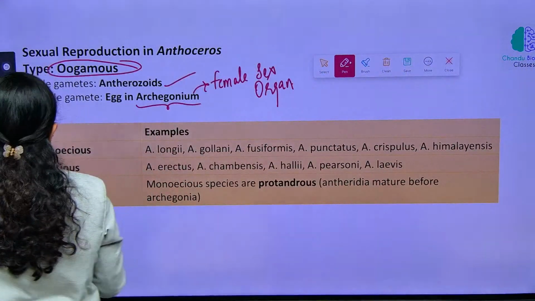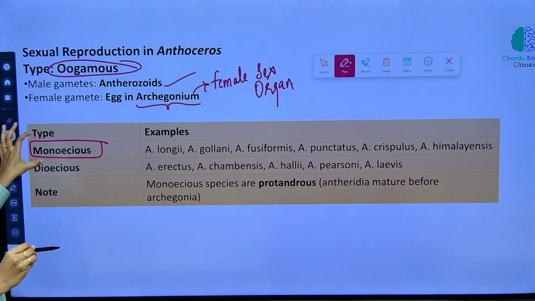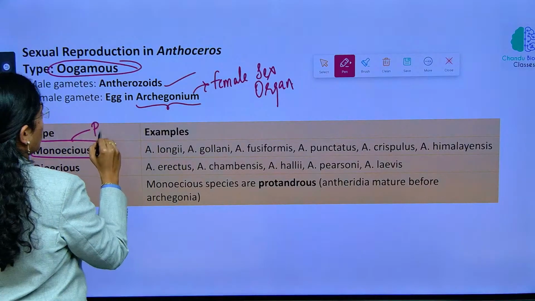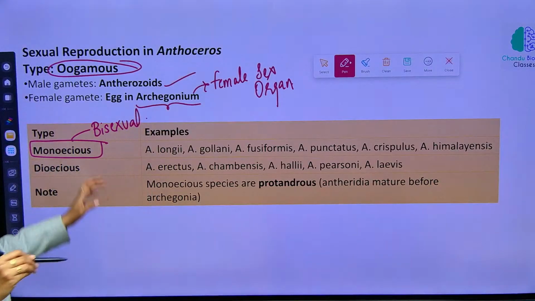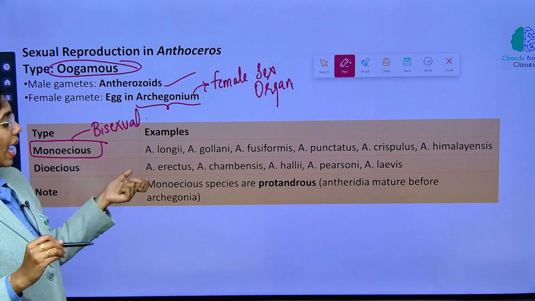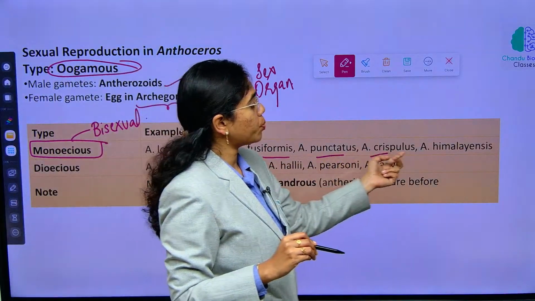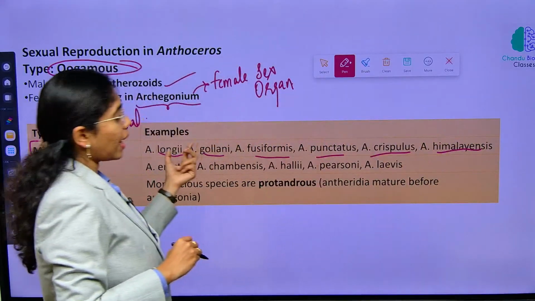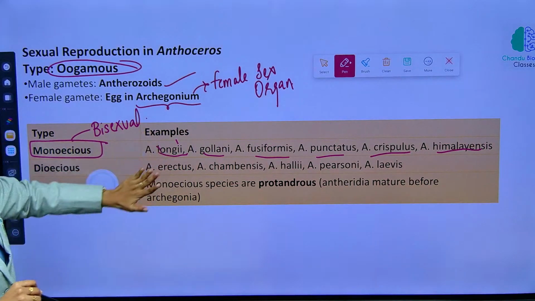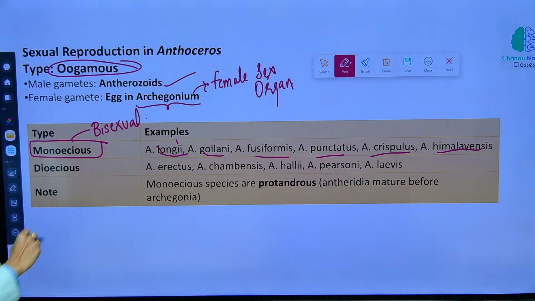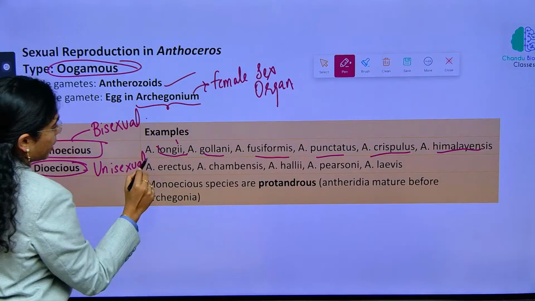So you observe monoecious species are bisexual. They have both male and female sex organs in the same thallus, observed in Anthoceros longii, golani, fusiformis, punctatus, crispulus and himalayensis. These are the diverse species which have both male and female sex organs on the same thallus.